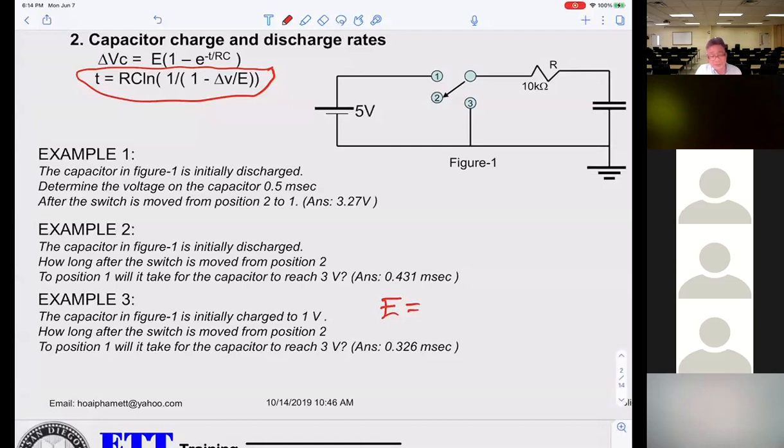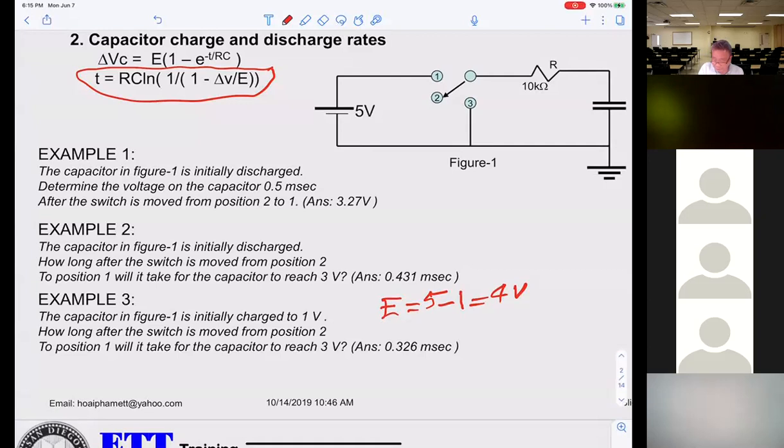E means the difference between the initial voltage and the voltage the capacitor tries to reach. To reach is 5 volt. Initial voltage is 1 volt. That's why you get 4 volt. Hey, Mr. Pham, can you just say that one more time? Okay, I'm talking about E. E is the difference voltage between the initial voltage and the voltage the capacitor tries to reach. You understand now, initially charged to 1 volt, and try to reach means 5 volt. So E will be equal 4 volt.